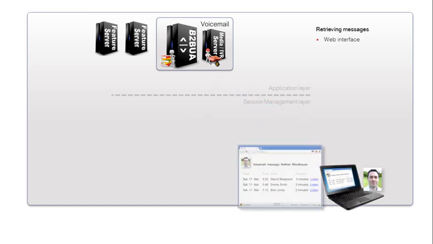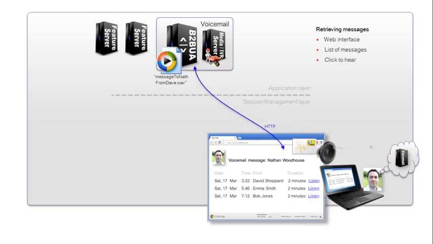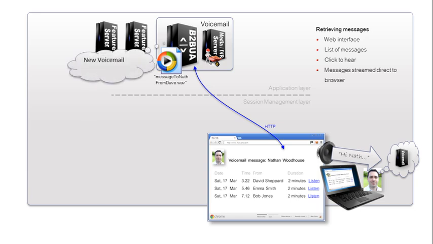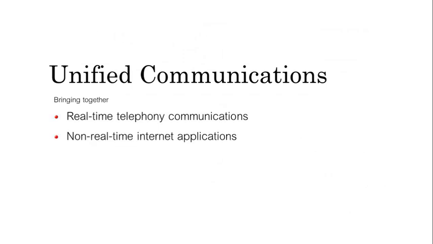Another option is a web-based service. Perhaps the voicemail app offers a message list and, when triggered by a simple mouse click, streams the recorded message over the internet direct to the browser. Interesting, retrieving a phone message without using the phone. In fact, it's with scenarios like these we really start to get a feel for what's meant by unified communications. The unification, the bringing together of real-time telephony-type communications with non-real-time internet-type applications.